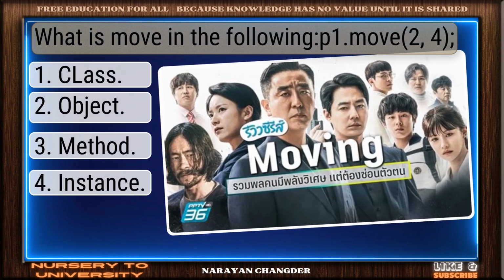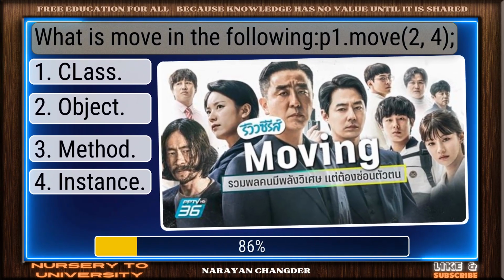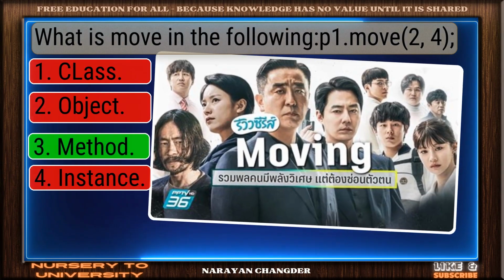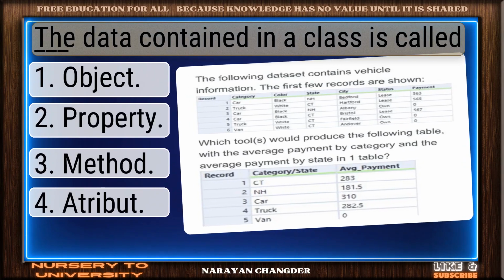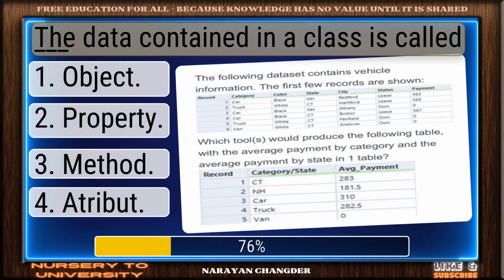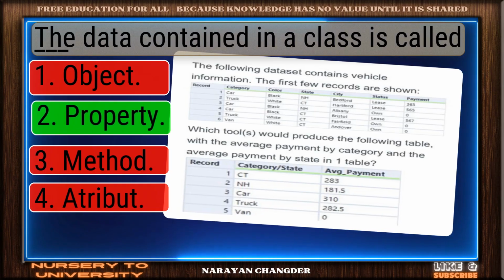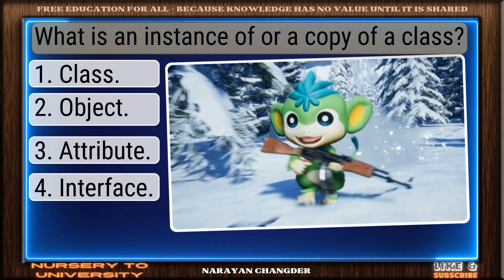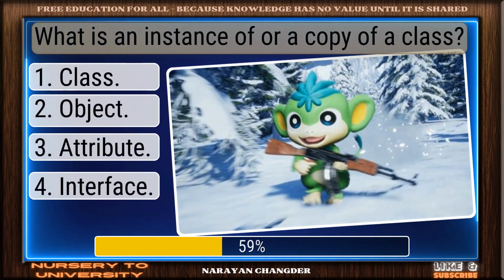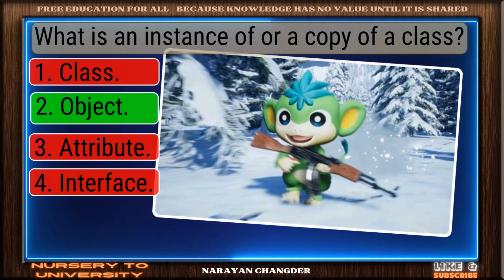Question number 29. What is move in the following P1? Move. Great thinking. Method is the right choice. Question number 30. The data contained in a class is called dash. Nice selection. Property is the correct and valid answer. Question number 31. What is an instance of or a copy of a class? Good thinking. Object is the right answer.